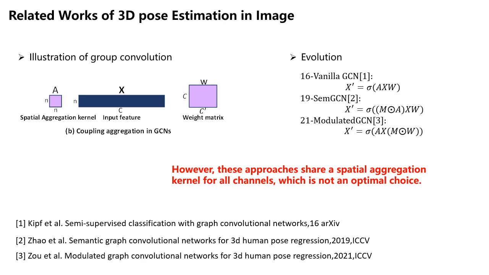However, these approaches share a spatial aggregation kernel for all channels, which is called coupling GCN. It is not an optimal choice since different channels represent different types of motion features and relationships between joints are not always the same, which limits the flexibility of feature extraction.